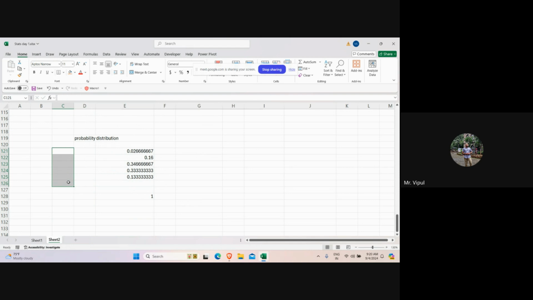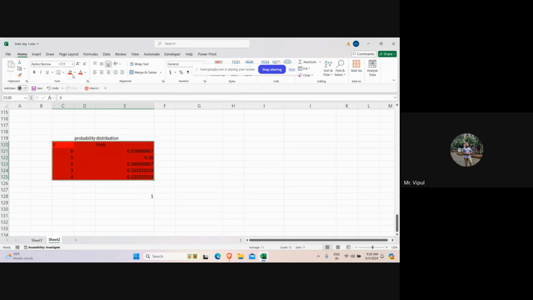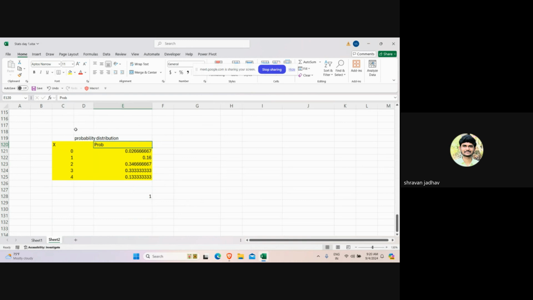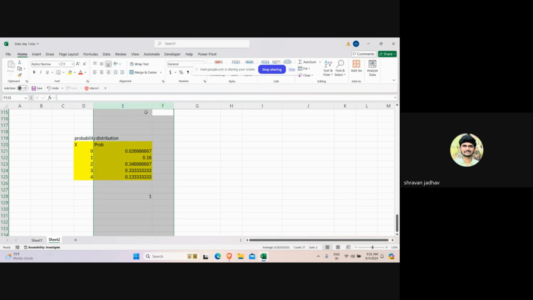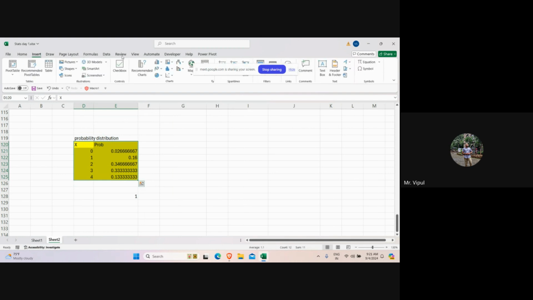What I'm saying is, suppose 0, 1, 2, 3 और 4 ये x का वैल्यू है और ये probability का वैल्यू है, राइट। So what I'm doing is I'm taking this, inserting a column chart.